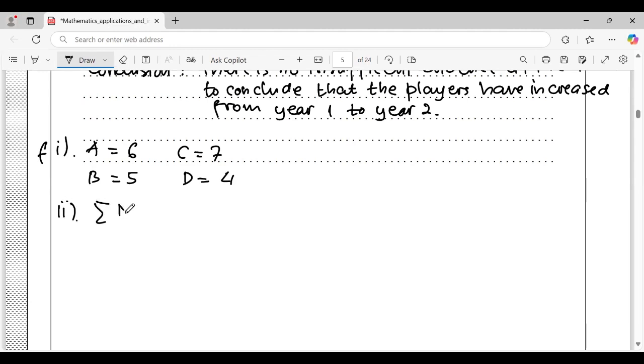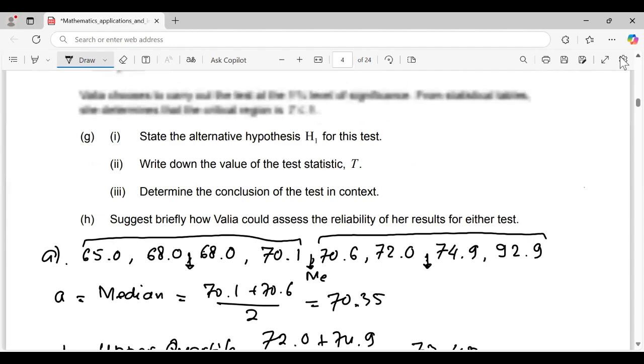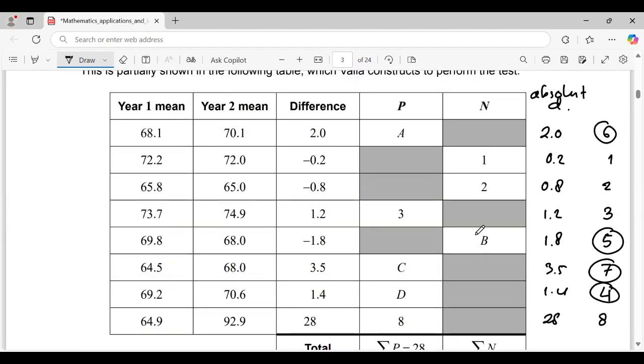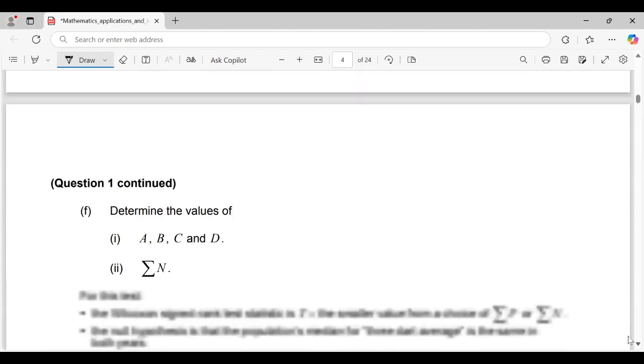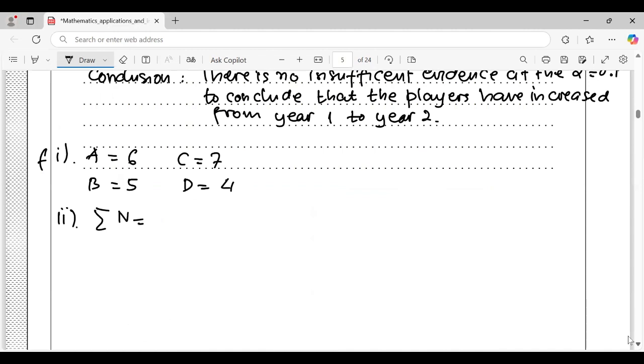Sigma n, let me look, evaluate the table. In the table, n is 1 plus 2 plus B equals 5. It means 1 plus 2 plus 5. So sigma n equals 1 plus 2 plus 5. It is 8. Next, G.